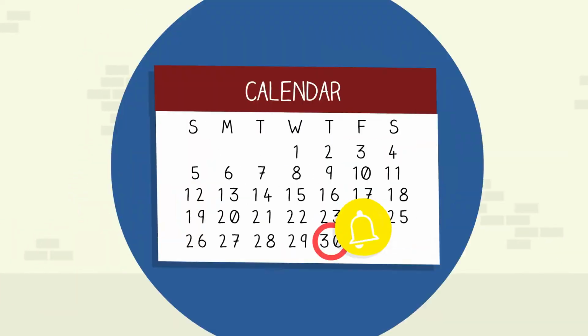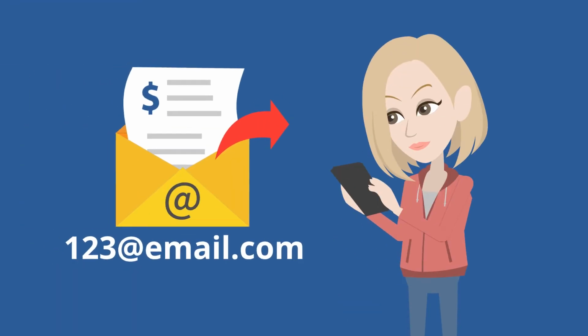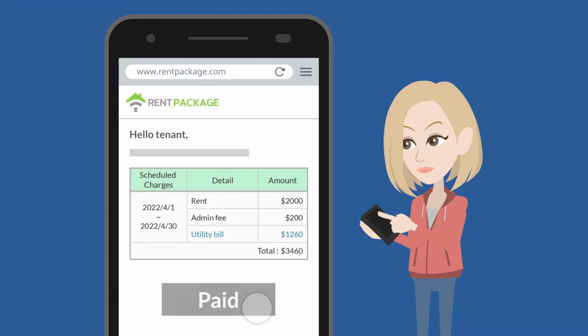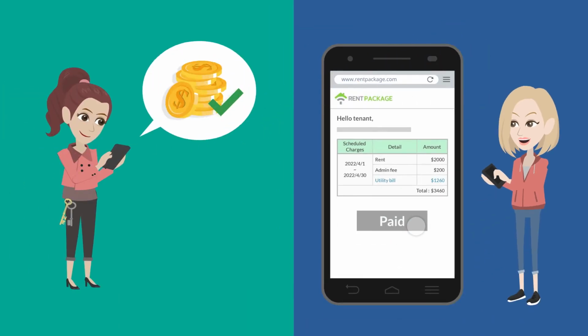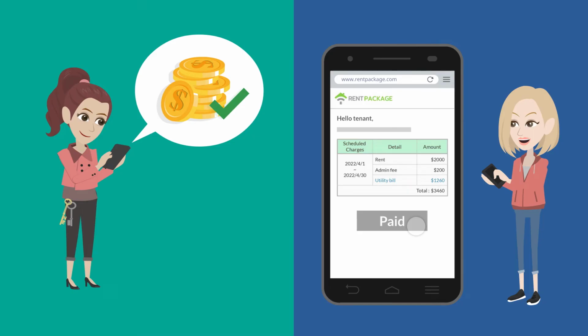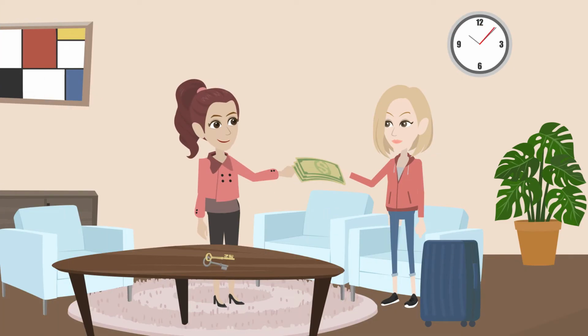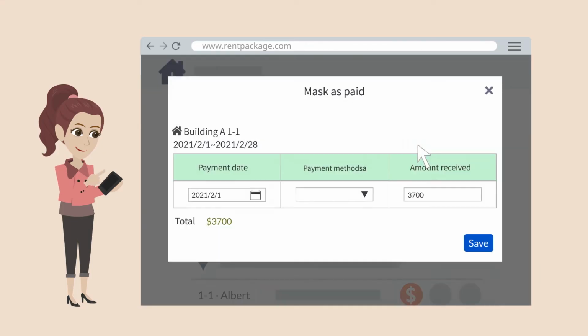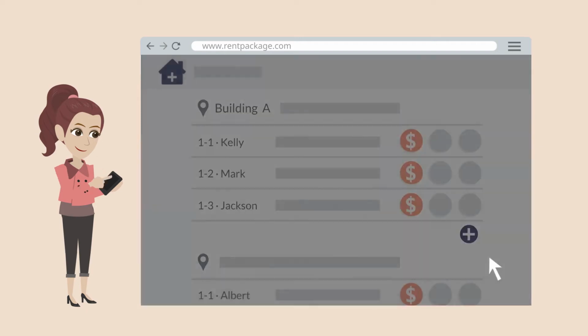When it's time, payment notification will automatically be emailed to the tenant. After tenant's remittance on RentPackage, system will notify automatically. No need to spend time on reconciliation. Or after rent collection, click payment. You can mark the generated scheduled charges as paid.